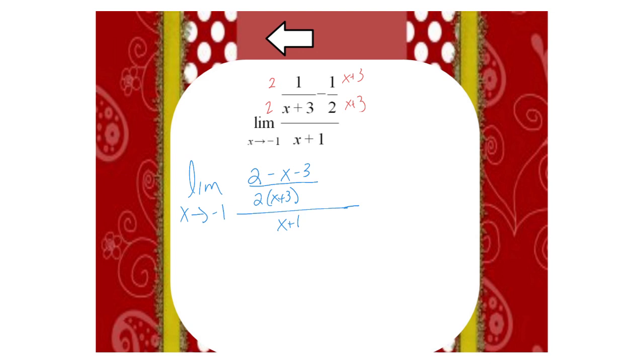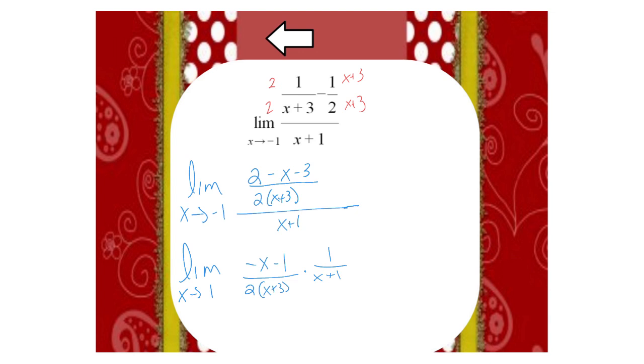x plus 1. But probably what I would want to do with this is instead of dividing by that x plus 1, I'm going to write it out to the side as a fraction and multiply by its reciprocal. So in my numerator, I have a negative x minus 1 over 2x plus 3, and then I'm going to multiply it by 1 over x plus 1.